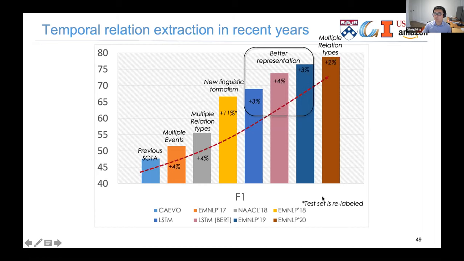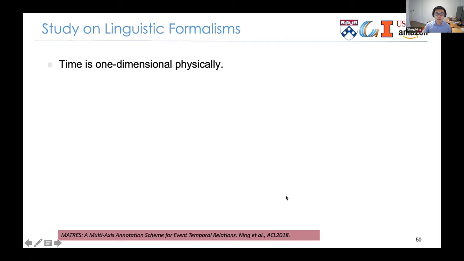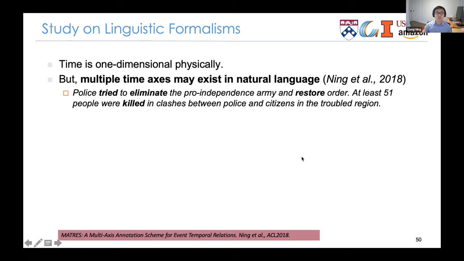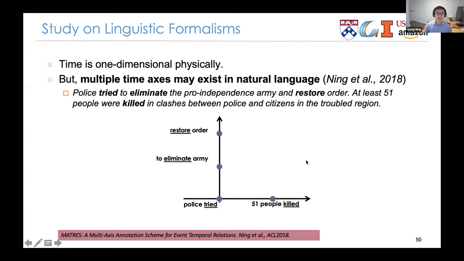This is about more discussions over event properties and how do we really define events. So we know time is one dimension physically, but the argument in this paper was multiple time axes may actually exist in natural language. For instance, police tried to eliminate the pro-independency army and restore order. At least 51 people were killed in clashes between police and citizens. And we have realized, I'm omitting a lot of the details and the reasoning why we came up with this scheme, but I'm just giving the result. So we realized that we can put events to different axes, for instance, the main axis and another so-called intention axis. And this police trial event is actually the intersection between the two events.